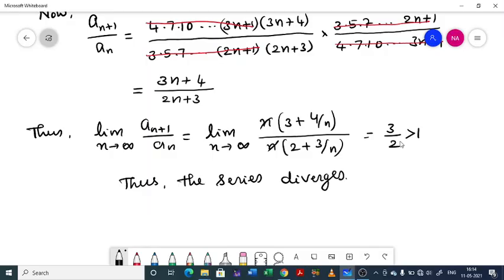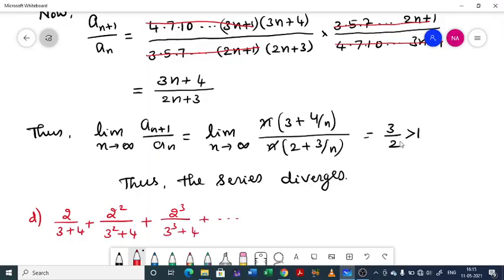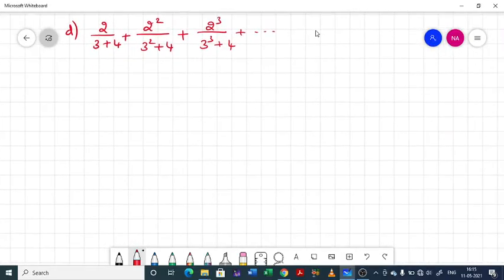So we got a divergent series here. So next let us consider, I think, problem D. The series is 2 by 3 plus 4, 2 square by 3 square plus 4, 2 cube by 3 cube plus 4, plus and so on. Yes, this is the problem D.